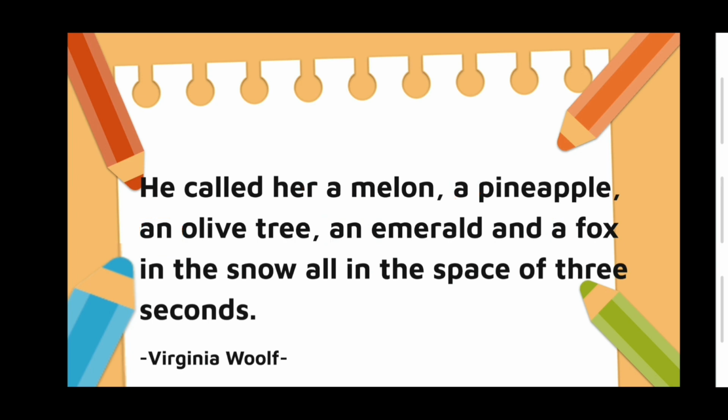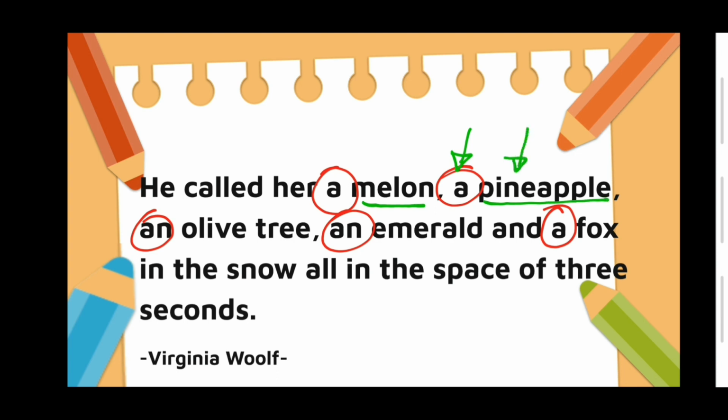And do you remember that we said those indefinite articles are always next to the nouns? And it's very important to say that they are usually before the nouns. Look, a melon, we have the indefinite article, melon is the noun, okay? Together, next to each other. An olive tree, an emerald, a fox, okay? So it's very important that you remember that. Indefinite articles and nouns are always together. Indefinite articles are usually before the noun, okay?